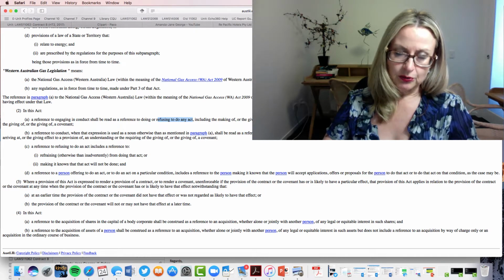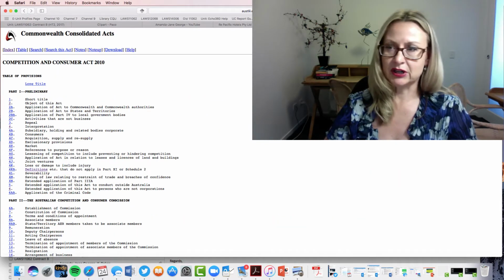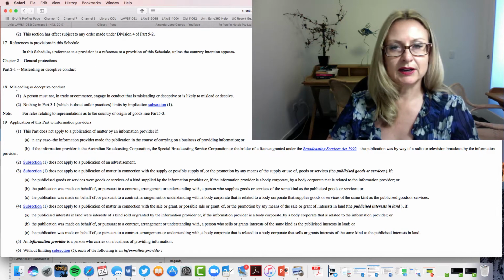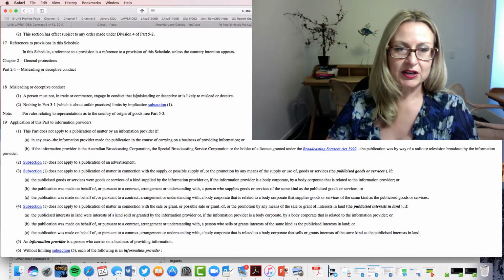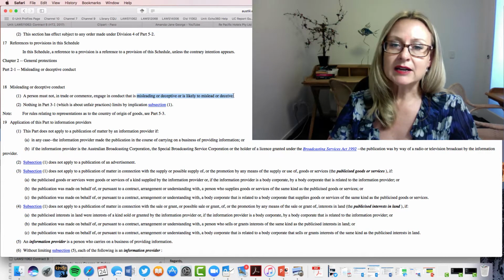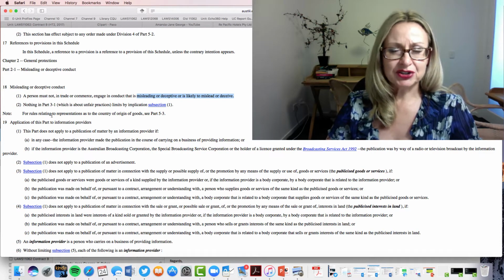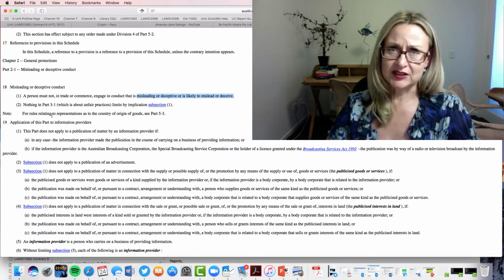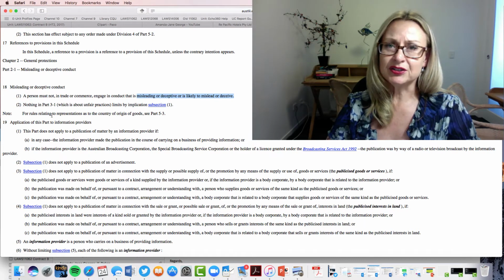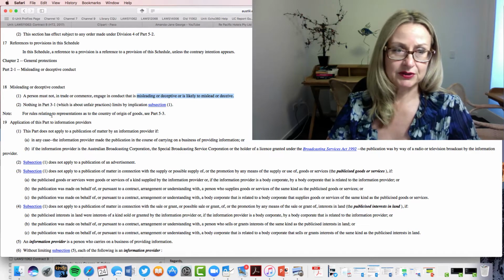So the next thing, if we go back to the Australian Consumer Law, we've engaged in conduct. What is the conduct that has to be engaged in? It's either misleading or deceptive, or likely to mislead or deceive. The thing I want you to take away from that is that you don't have to actually show that anybody was misled or deceived. It's sufficient that the person was likely to be misled or deceived.